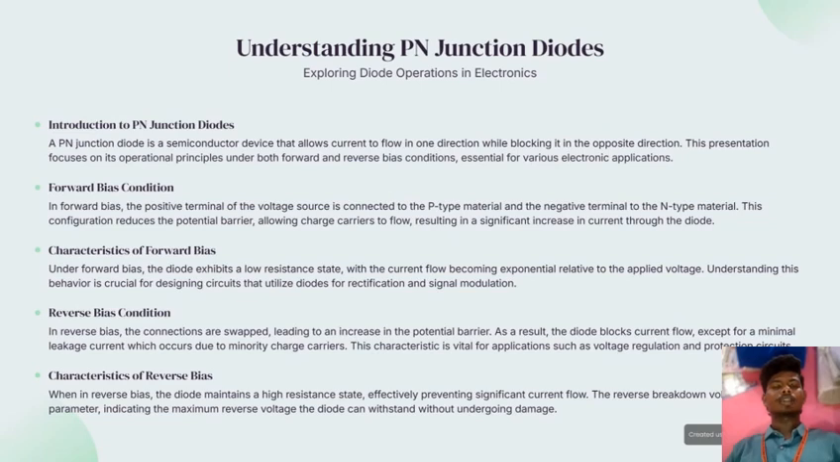Reverse bias connection. In reverse bias, the connections are reversed, leading to an increase in the potential barrier. As a result, the diode blocks current, and experiences a minimal leakage current which occurs due to minority charge carriers. This characteristic is vital for applications such as voltage regulation.